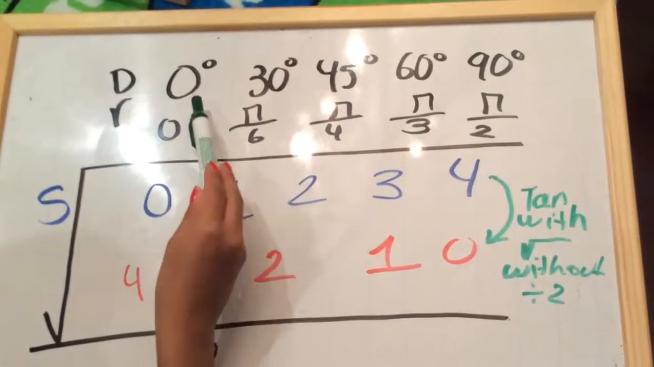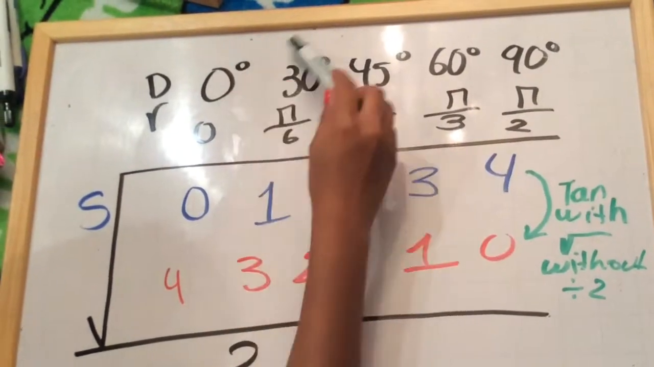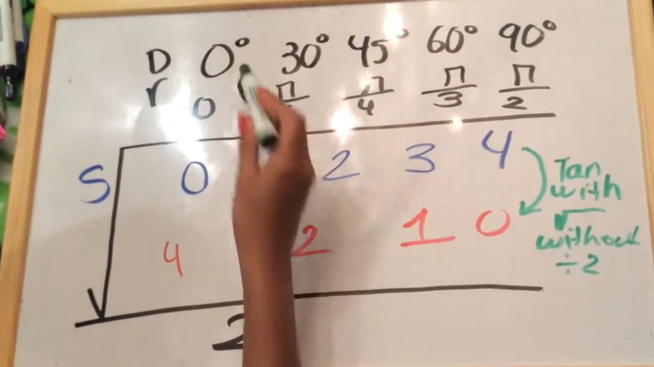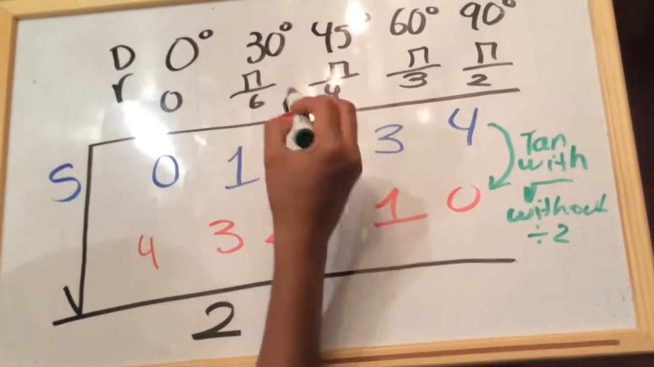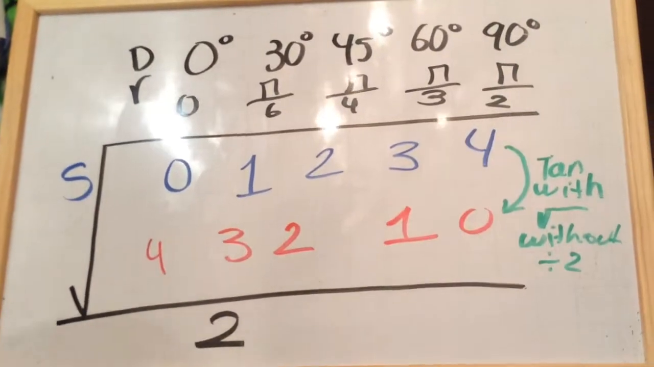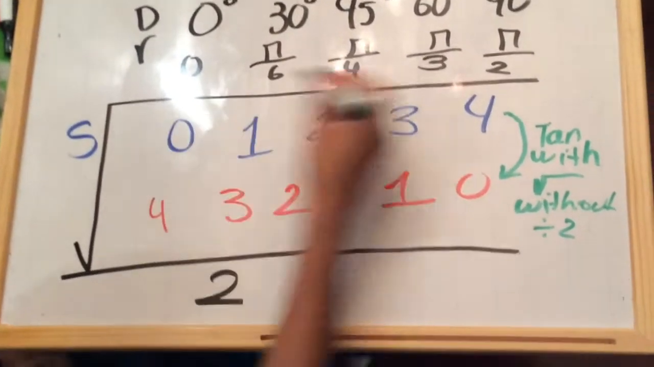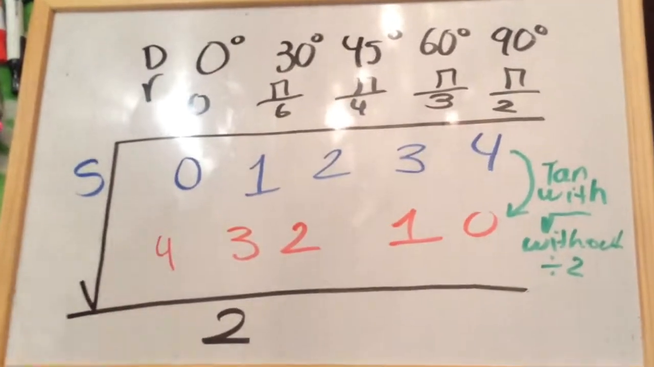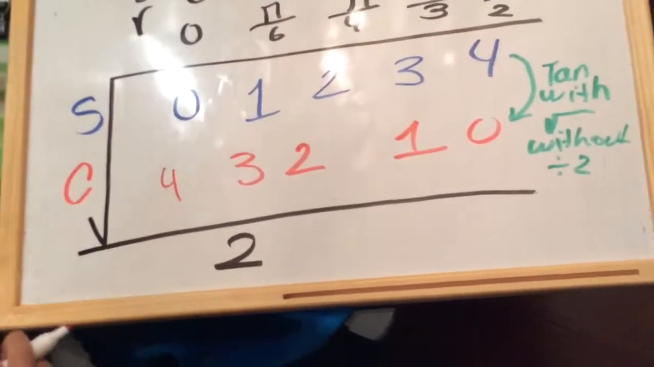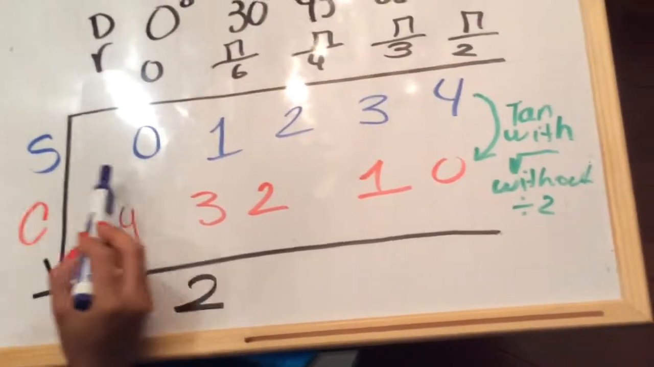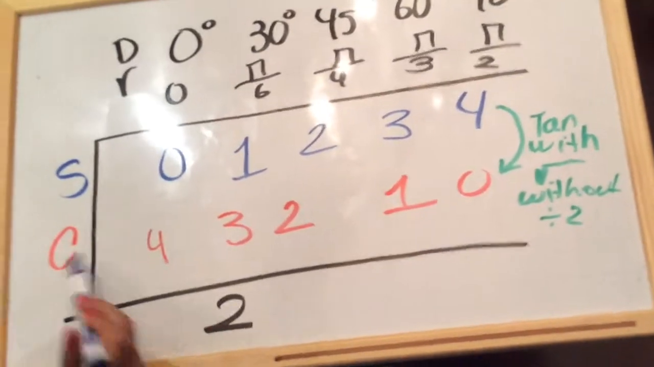So it's pretty simple. You just write the main angles in degrees: 0, 30, 45, 60, 90. Then you write those angles in radians. Afterwards, you place a square root, a big one, and everything over 2. Then you get sine and you write down the numbers from 0 to 4. Then you get cosine and write down the numbers from 4 to 0.